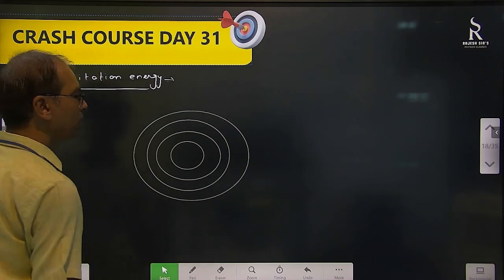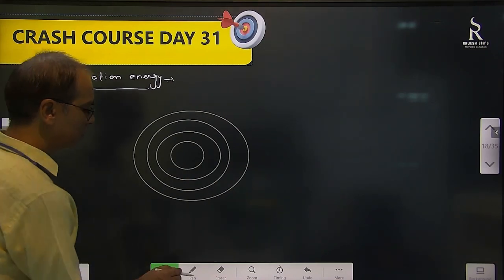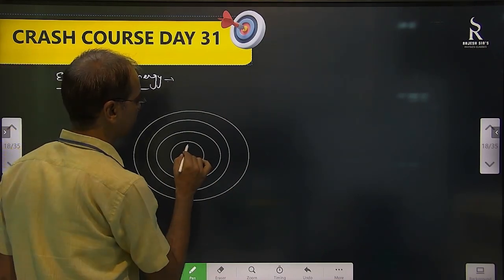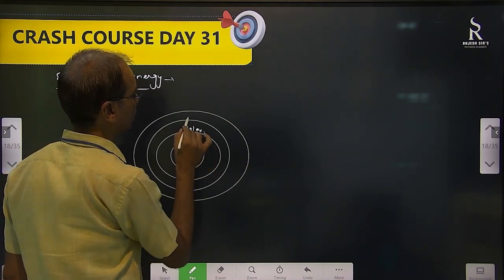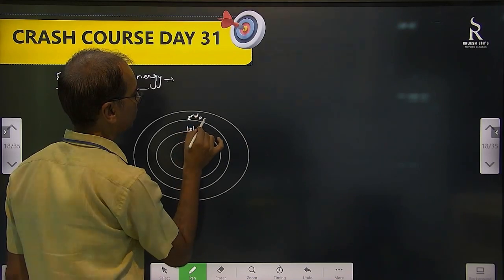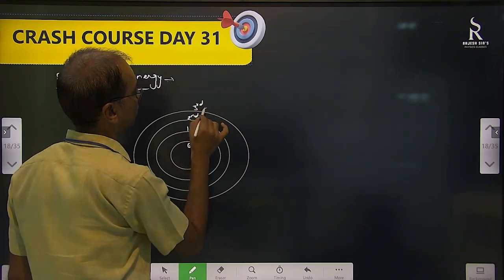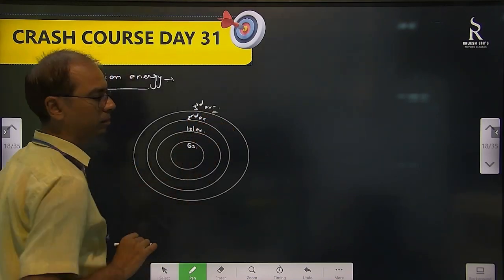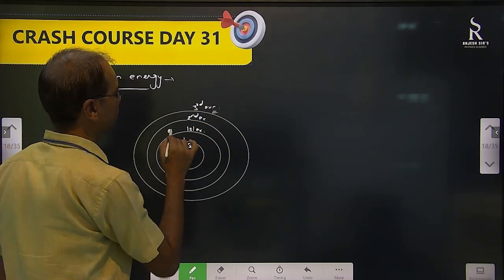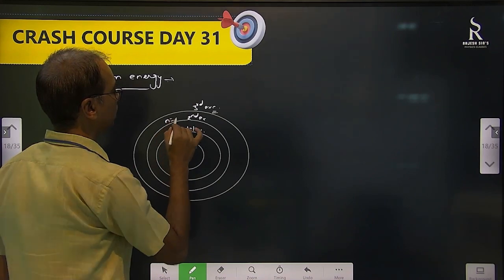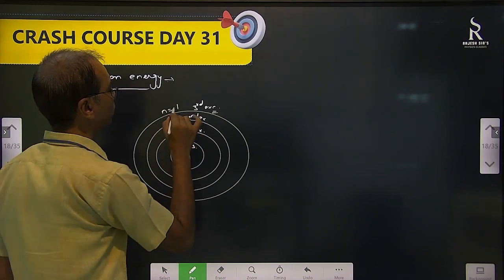Okay, fine. So this is how it is. Now this is the ground state for us. This is the first excited state. This is the second excited state. And this is the third excited state. Ground state means n equal to 1. First excited state means n equal to 2. This is n equal to 3. And this is n equal to 4.